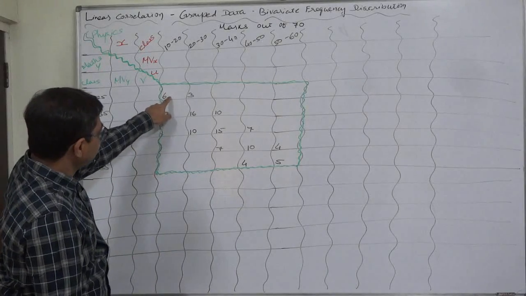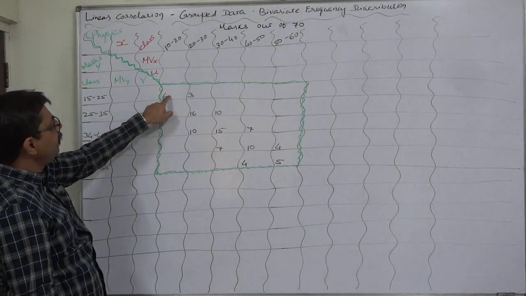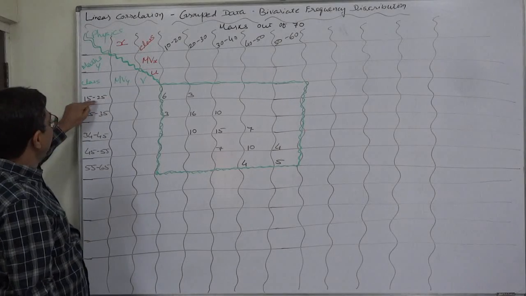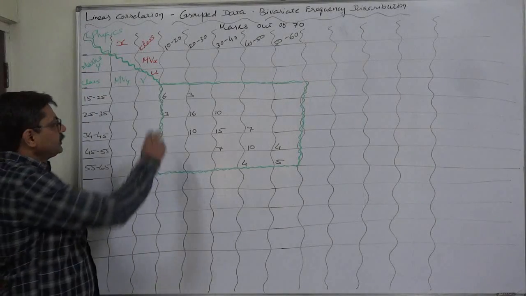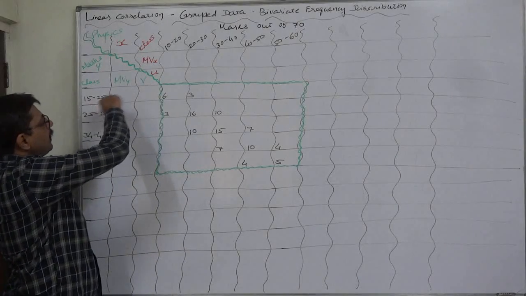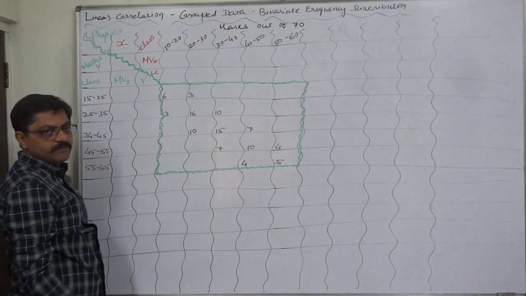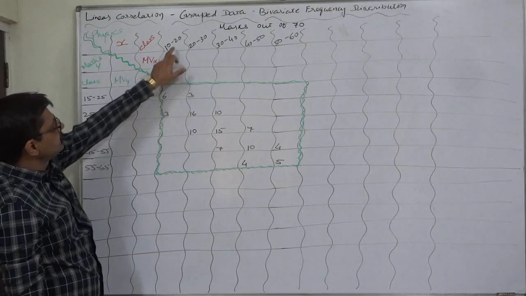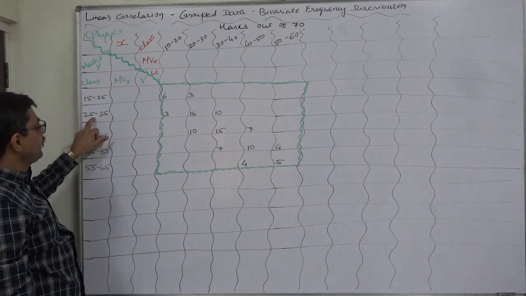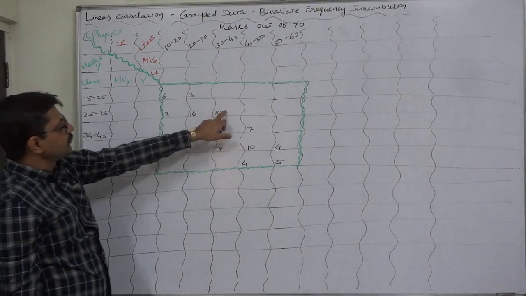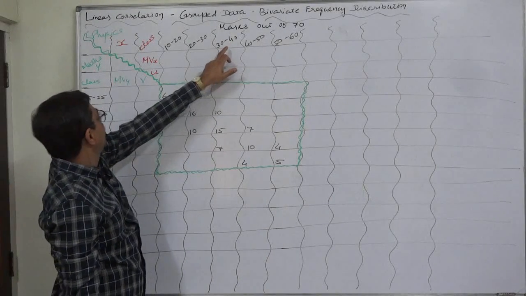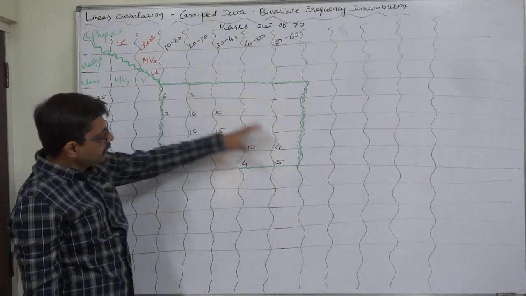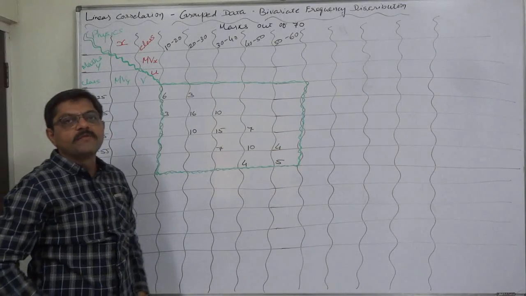The interpretation of this 6 is that there are 6 students who have marks between 10 and 20 in physics and between 15 and 25 in mathematics. Similarly, these 3 students have marks in physics between 10 and 20 but in mathematics between 25 and 35. Similarly, these 10 students have marks between 30 and 40 in physics and between 25 and 35 in mathematics. In this way, we can interpret all these statistics of common frequencies.